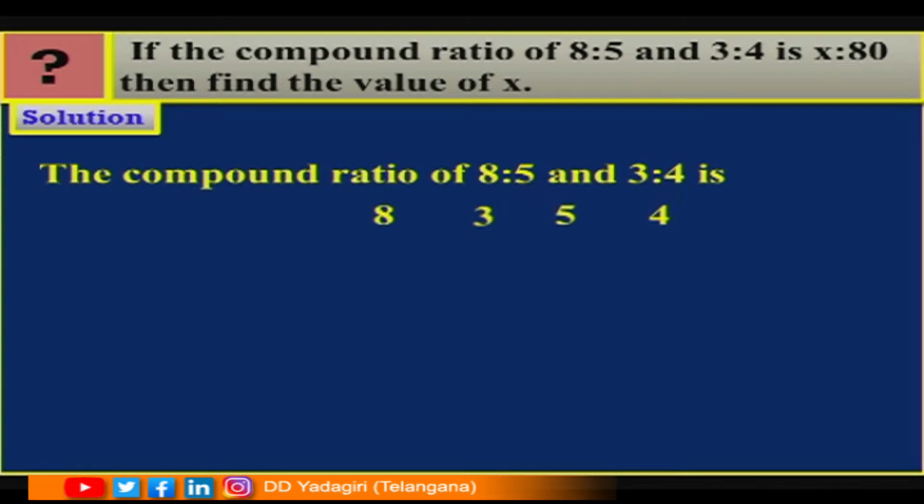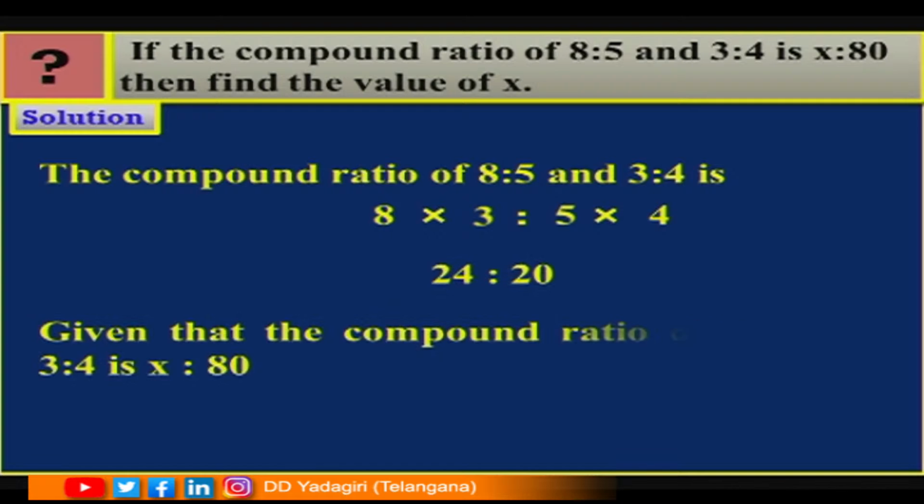So, we have already seen, children, what is the compound ratio of 8:5 and 3:4? Yes, product of antecedents is to product of consequents. On multiplying this, we get 24:20. But what is given to us? Yes, it is given that the compound ratio of 8:5 and 3:4 is x:80. That means these two ratios are equal. 24:20 must be equal to x:80.